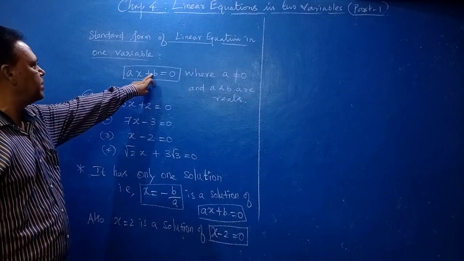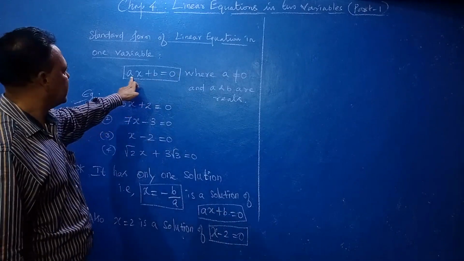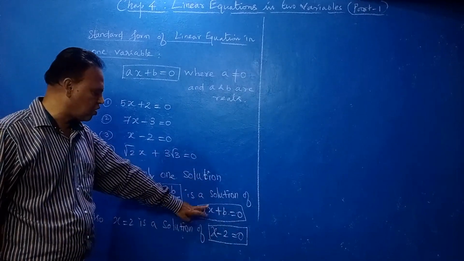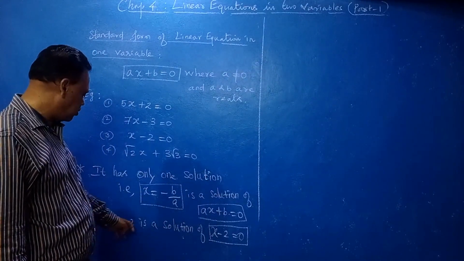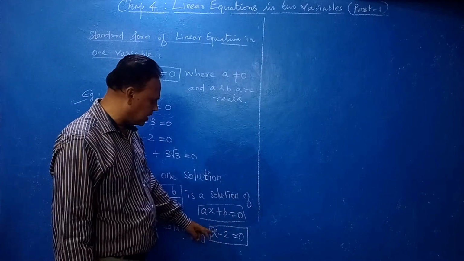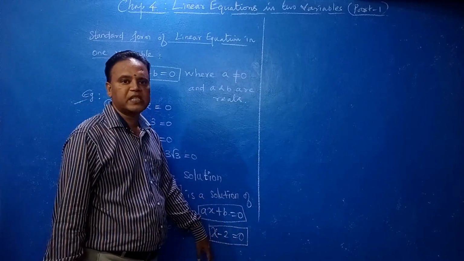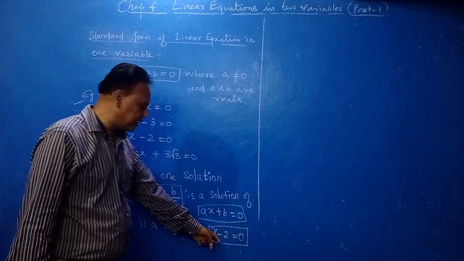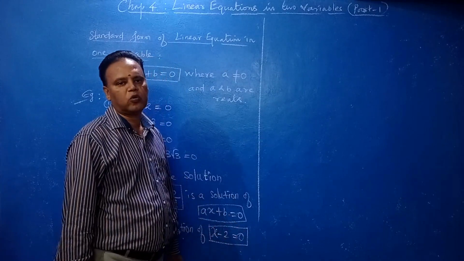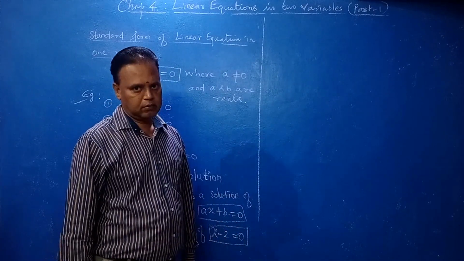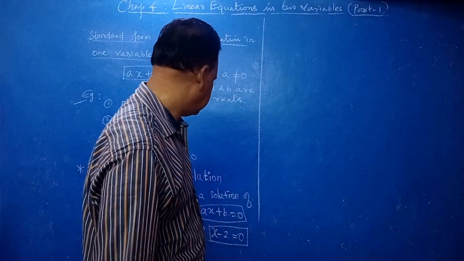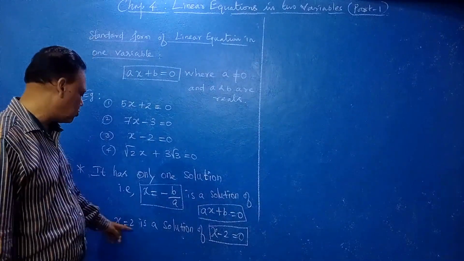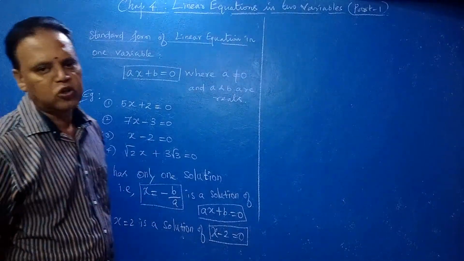That is x equal to minus b by a. In ax plus b equal to 0, bring b to this side as minus b, then divide by a, and you will get the solution. x equal to minus b by a is the solution of ax plus b equal to 0. In the same way, x equal to 2 is the solution of x minus 2 equal to 0. Solution means it will satisfy the equation. You put the value x equal to 2 here: 2 minus 2 is 0. The left hand side and the right hand side should be the same. Then it is satisfied, which means the value is a solution. x equal to 2 is a solution of x minus 2 equal to 0.